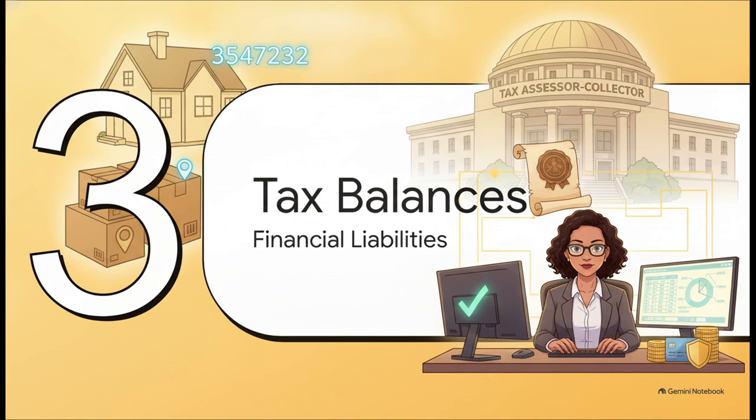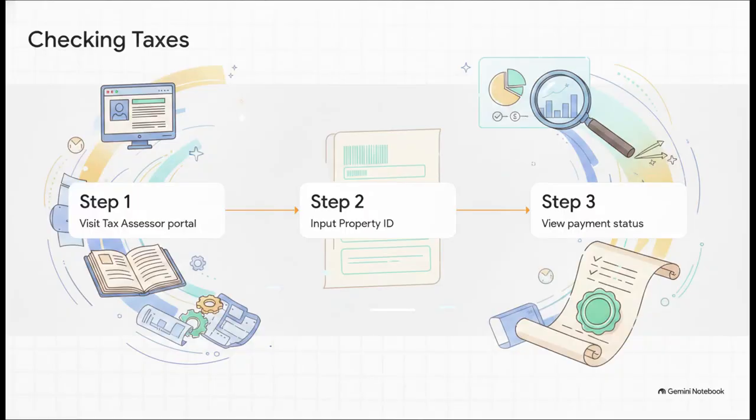Armed with that property ID you just grabbed, it is time to check the tax assessor collector's office to uncover any hidden financial liabilities. Accessing this is incredibly straightforward. First, just head over to the tax assessor collector's online portal. Second, take that property ID and plug it straight into the search bar. Third, you can now view the current payment status, look at the entire tax bill history, and, most importantly if you're buying, verify the delinquent tax rolls.